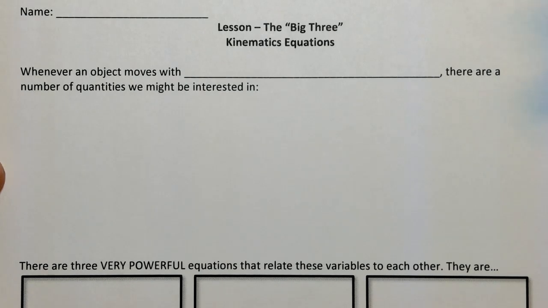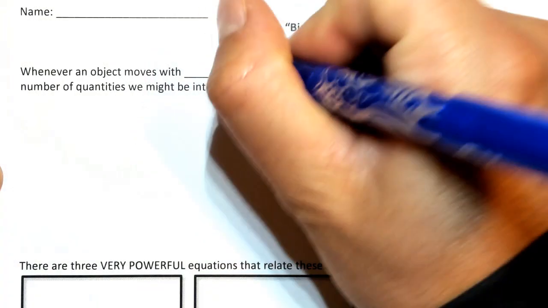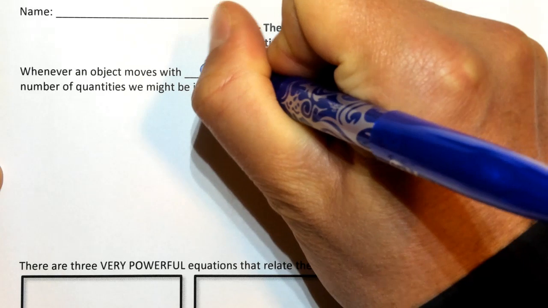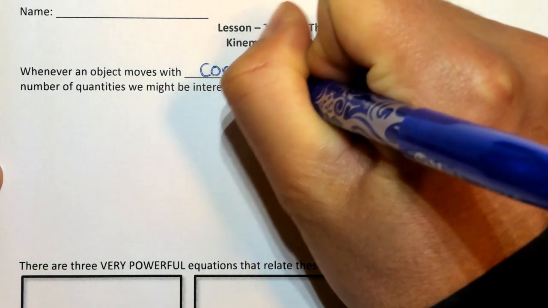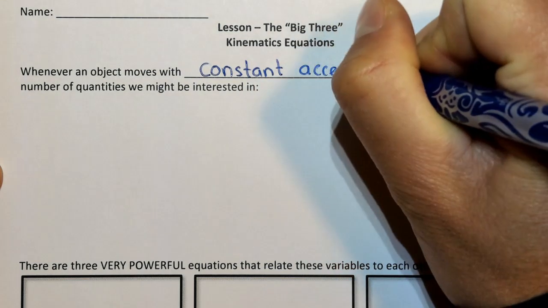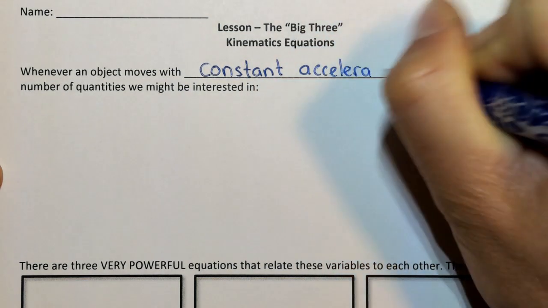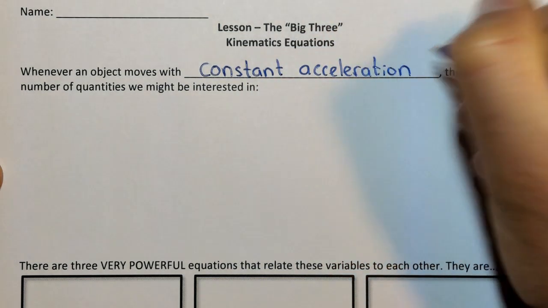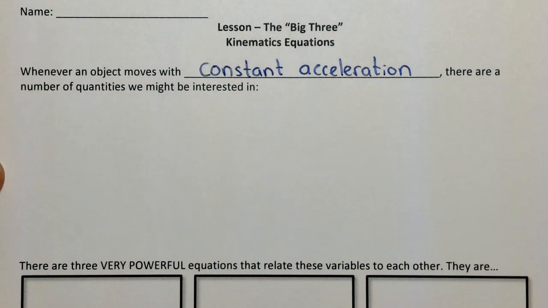So the one requirement we're going to have in order for today's tricks to work is that even though the object is allowed to not have constant velocity, it needs to be moving with constant acceleration. In other words, it needs to accelerate uniformly. And this style of problem, or this topic, is sometimes called uniform accelerated motion, or UAM.